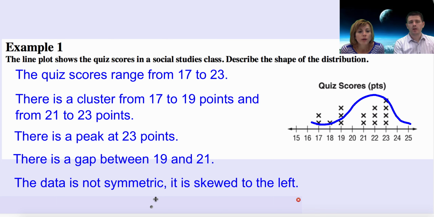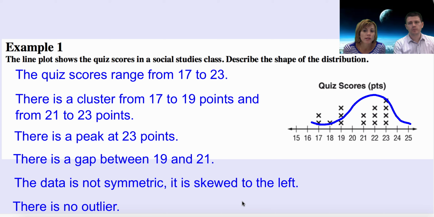All right, the last thing to point out is the fact that this quiz score line plot has no outliers. So the data should really be centered around the mean or the median at best. Notice for each one of these we wrote a simple sentence, not just a couple of words, but an actual sentence describing each one of these pieces of information. That's what a good description of your data is.